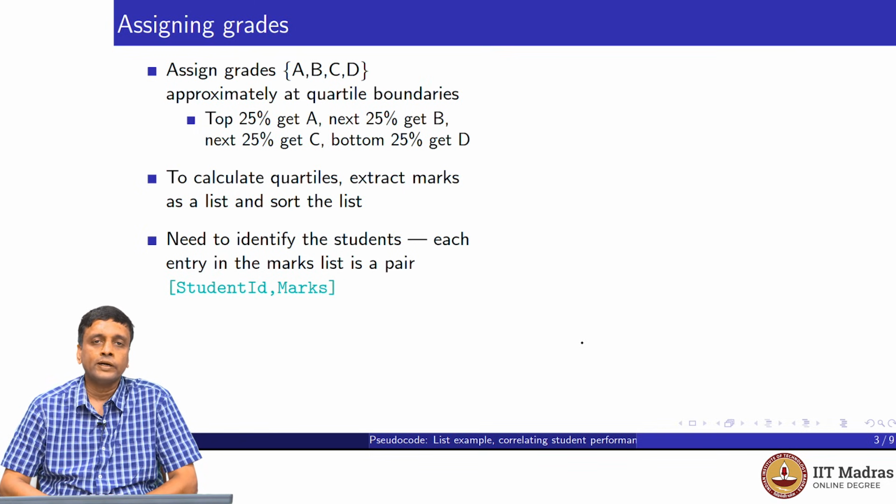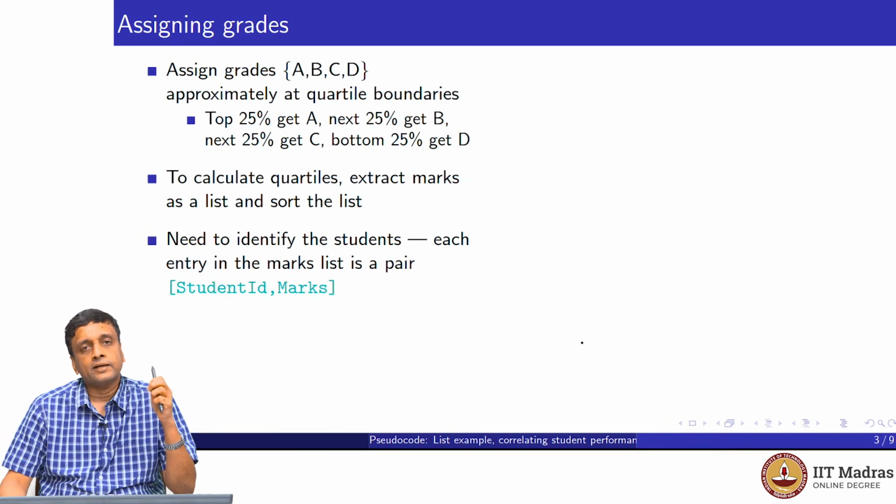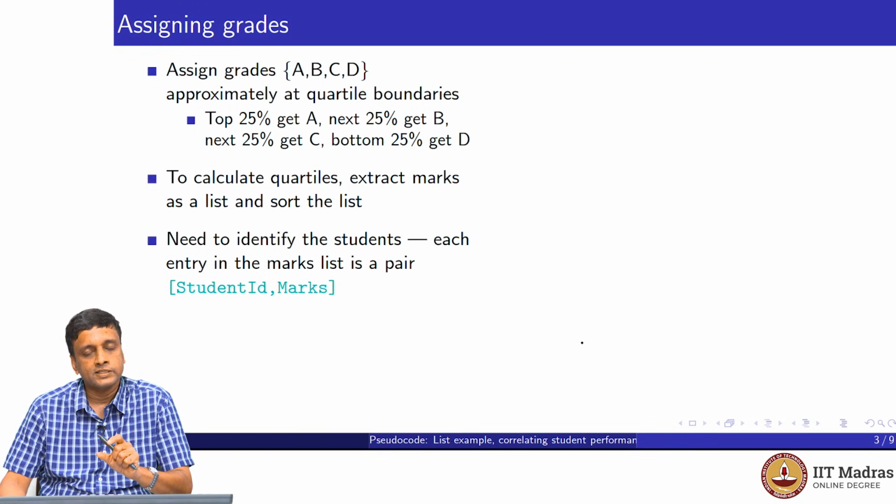If, say, student number 7 has got an A in mathematics, we want to check if the same student number 7 has also got an A in physics. So that means that this list of marks that we construct, which we are going to sort, doesn't have just marks as its entries. It has pairs, which we will write as a 2-element list. The first element is the student ID, the sequence number, and the second is the marks.